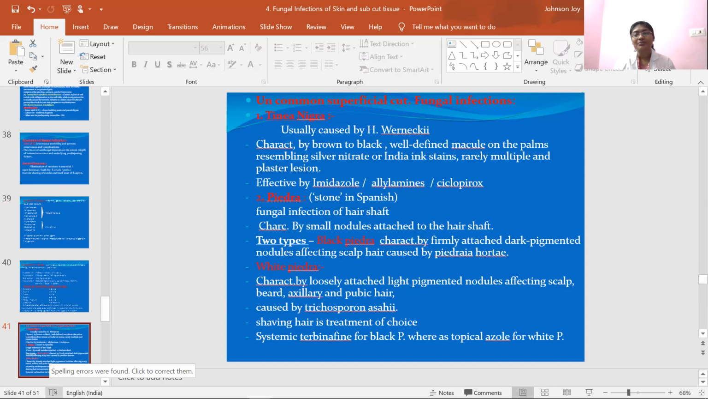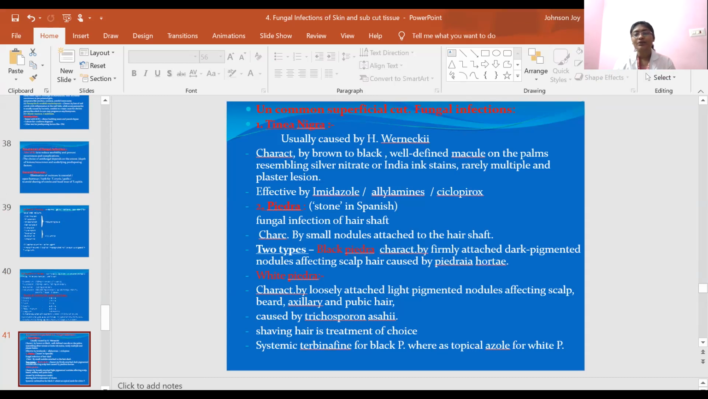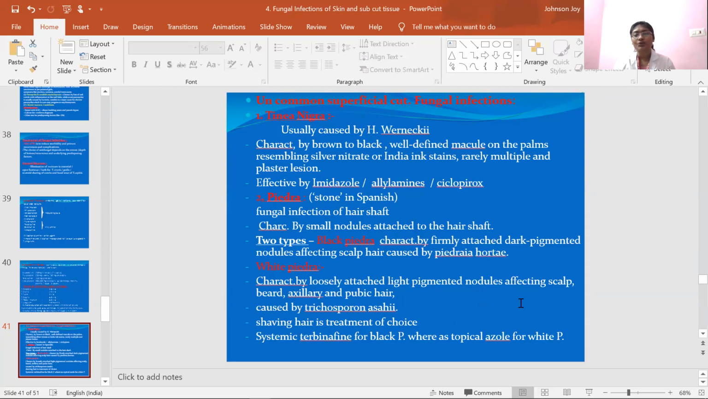Black piedra is characterized by firmly attached dark pigmented nodules affecting the scalp hair, caused by Piedraia hortae. White piedra is characterized by loosely attached light pigmented nodules affecting the scalp, beard, axillary, and pubic hair, caused by Trichosporon asahii. Shaving hair is the treatment of choice, and systemic terbinafine for black piedra, whereas topical azoles can be given for white piedra.